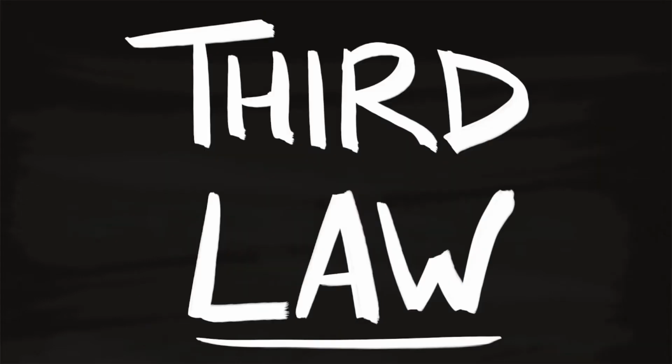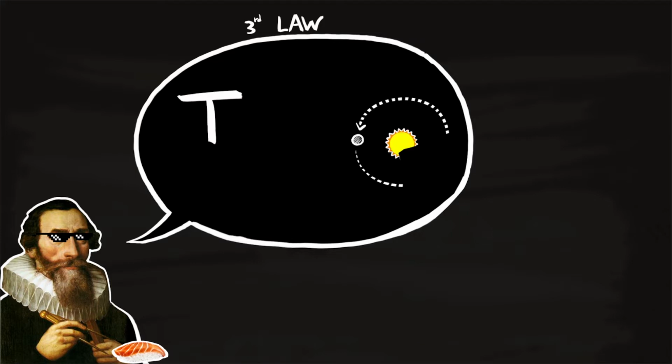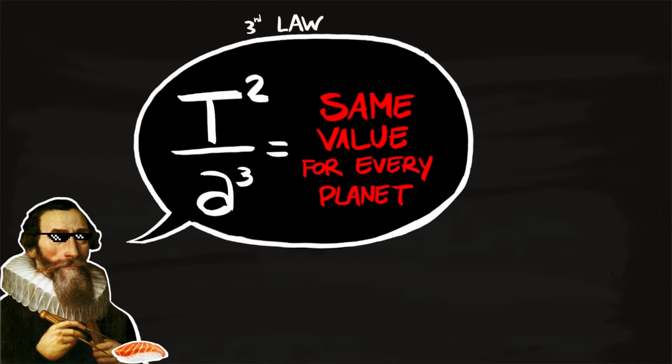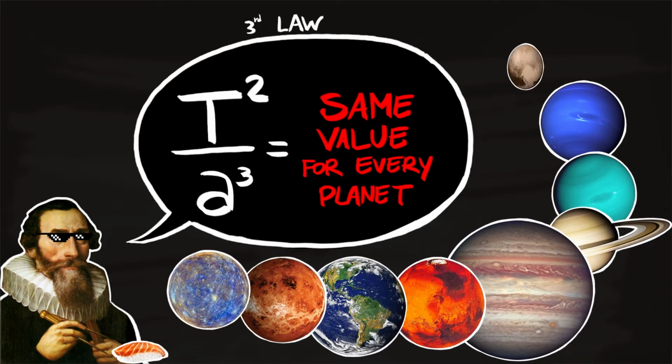Third law. Okay, take a T. T here is the time a planet needs to take a ride around the sun. He's a good boy, so let's give him a power of 2. Now add an A. A is the orbit semi-major axis, so the orbit biggest radius. This guy gets power of 3. T squared over A cubed has the same value for each planet in the solar system, even Pluto, even if its premium account expired and it's no longer a planet.